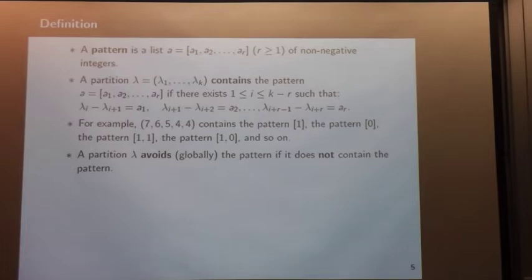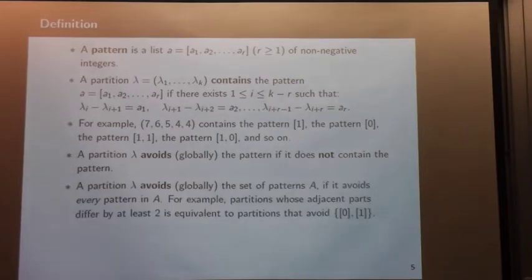A partition lambda avoids globally a pattern if it does not contain the pattern. We use avoids globally or avoids interchangeably. A partition avoids the set of patterns A if it avoids every pattern in A. For example, partitions whose adjacent parts differ by at least 2 are equivalent to partitions that avoid 0 and 1 globally. If you have any questions, feel free to ask.